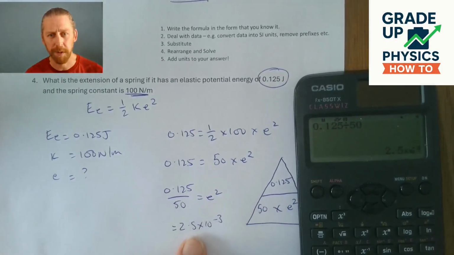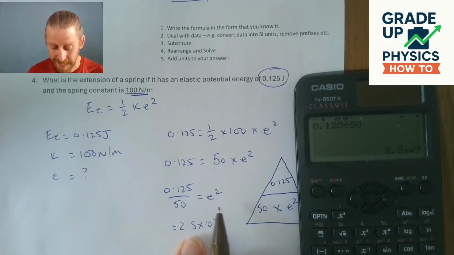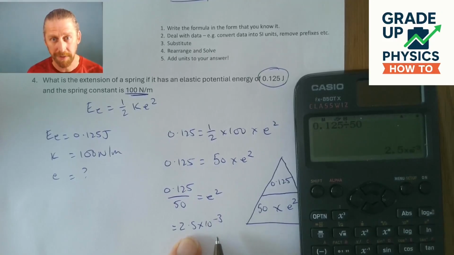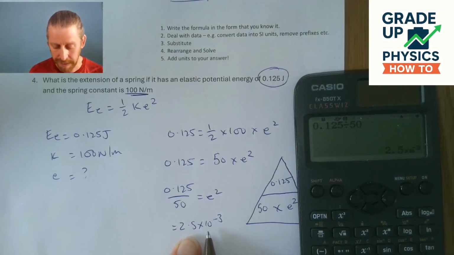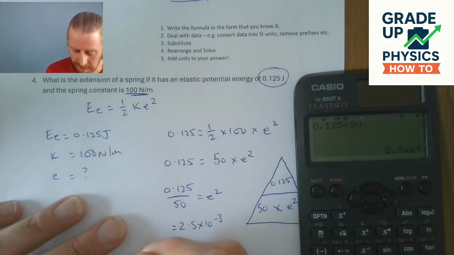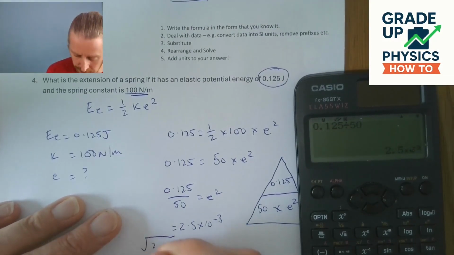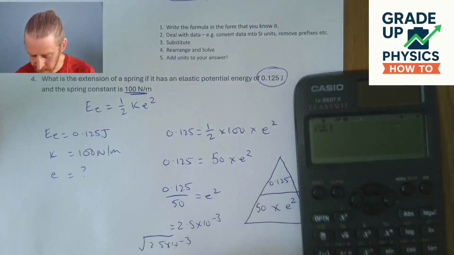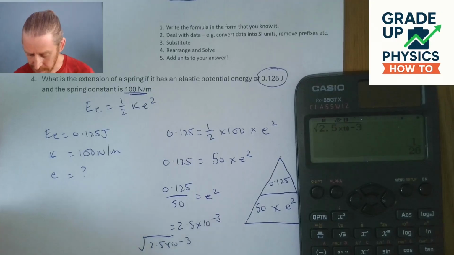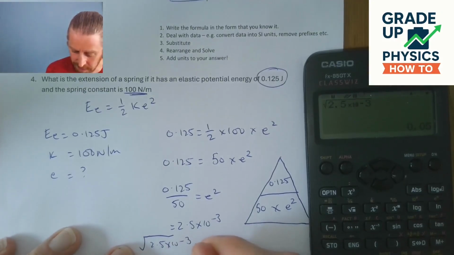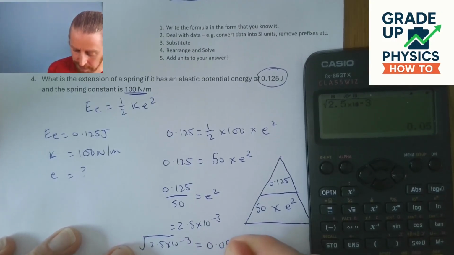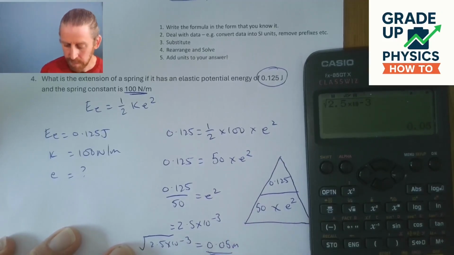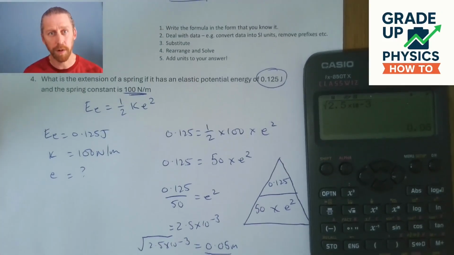Now if you remember from last time, what we saw is that this isn't e, this is not our extension, this is e squared. So we've got one more step that we have to do here, in that I'm going to have to use the square root to actually work out what e is. So our final step is that we're going to do the square root of 2.5 times 10 to the minus 3, and that gives us our extension, which is 0.05 metres. Okay, so I hope those questions went well for you.